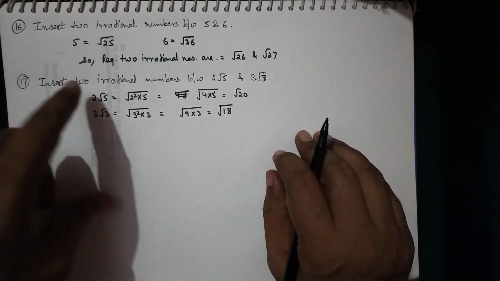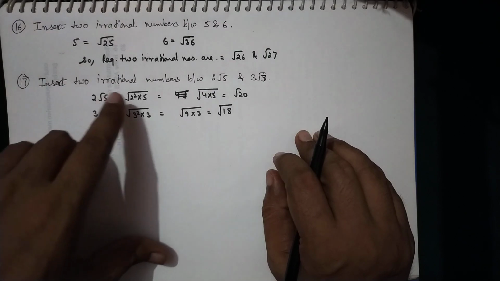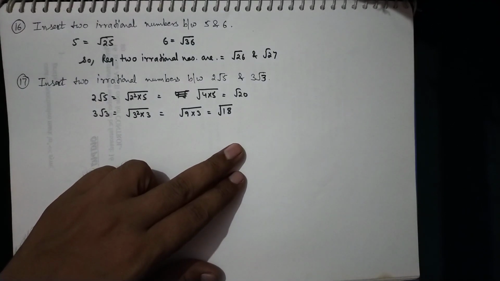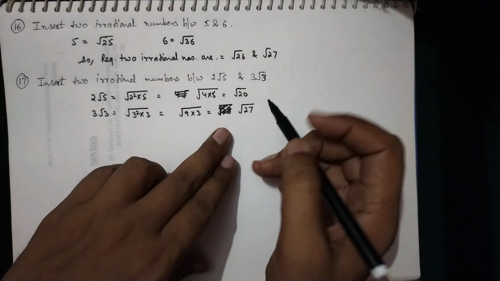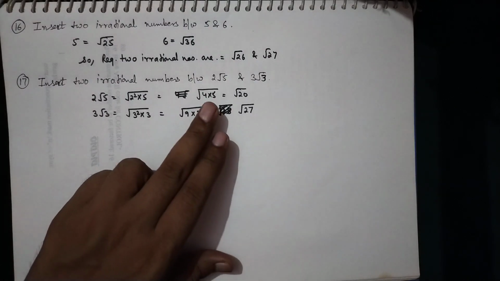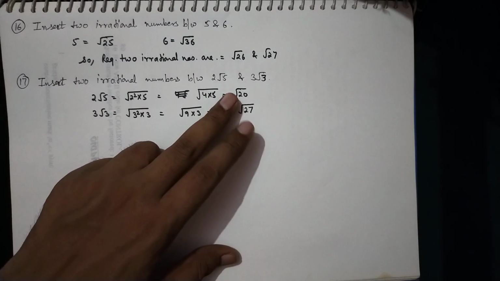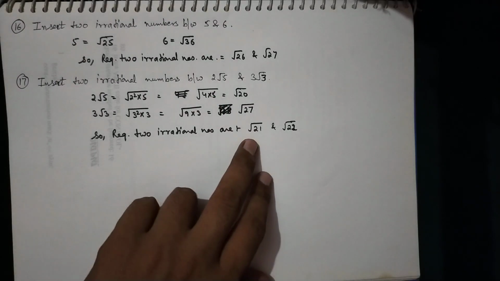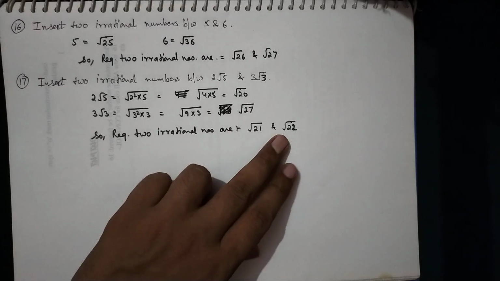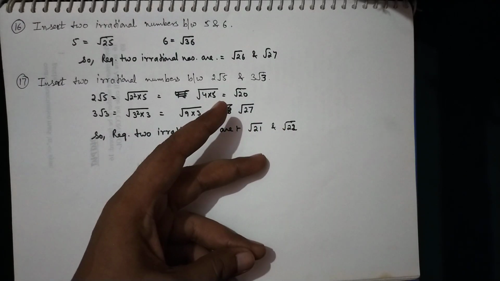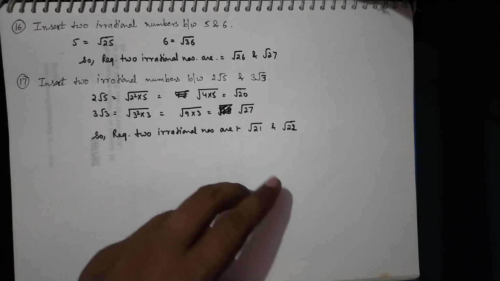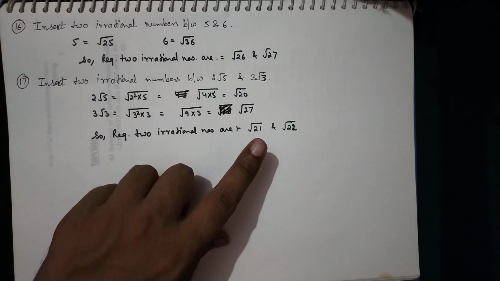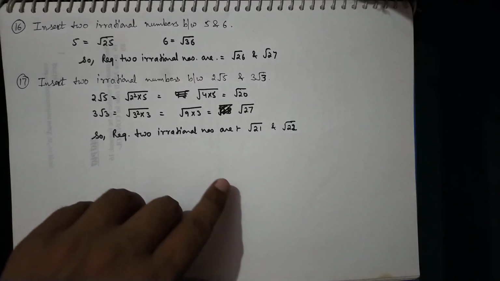Now we have to write two irrational numbers between these two. Sorry, it was 27. Now the required two irrational numbers between these two can be anyone between 21 and 26 except 25. Here we have taken root 21 and root 22. We can take root 23, root 24, root 26, and that's all. We can't take root 25 because 25 is a perfect square of 5. And let's see the next question.